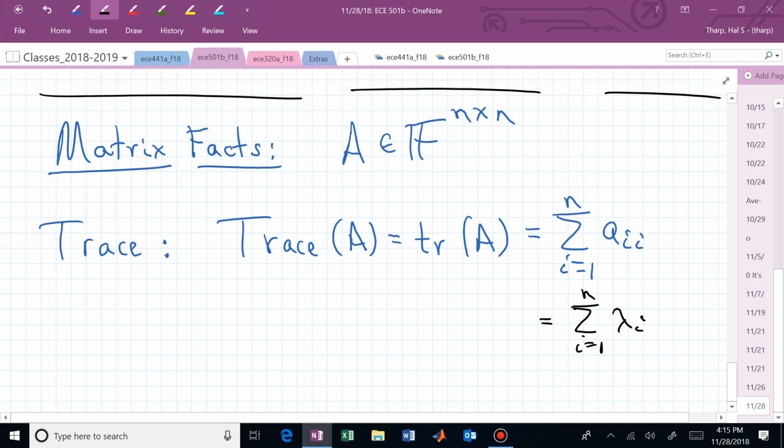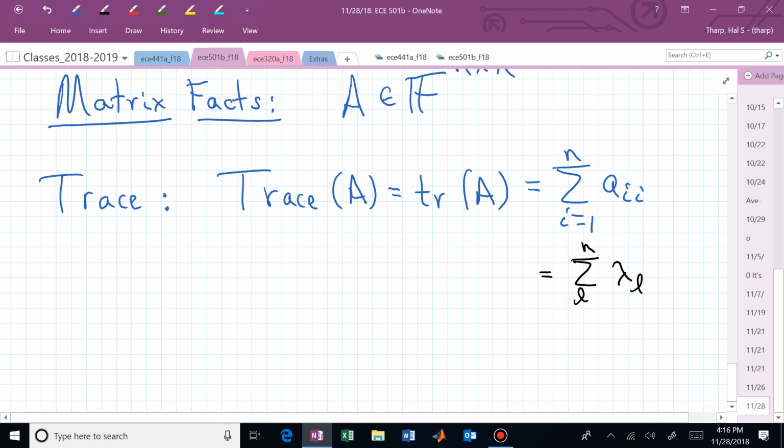Or let me change this index just so that it's clear. So you wouldn't have to find the eigenvalues. You could just work with the matrix representation of the linear operator and sum the diagonal entries, and you have the trace. So for any matrix A.